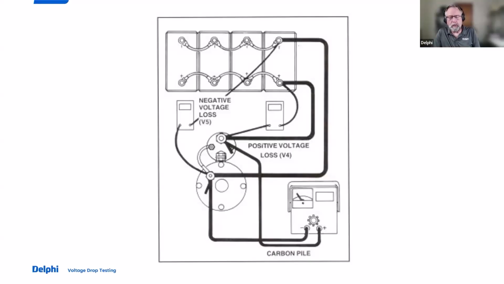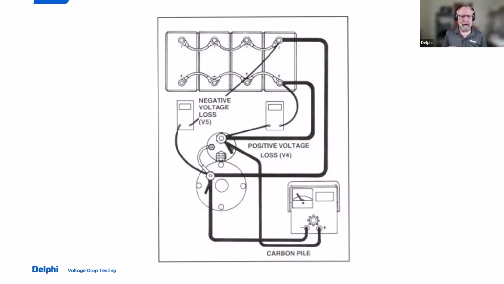So when you actually operate the carbon pile and start drawing electrical current through the carbon pile, what you're doing is drawing current from the batteries through these cables, and then you're using a voltmeter here to measure the voltage drop that takes place on the ground side, and you're using one to measure the voltage drop on the positive side.